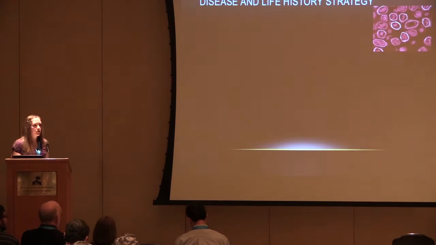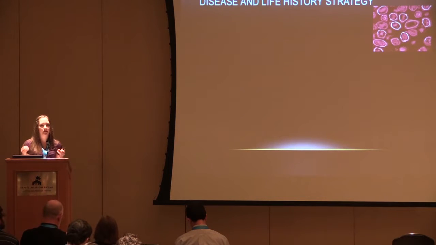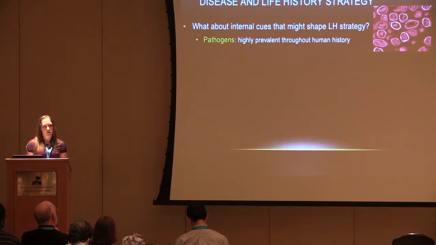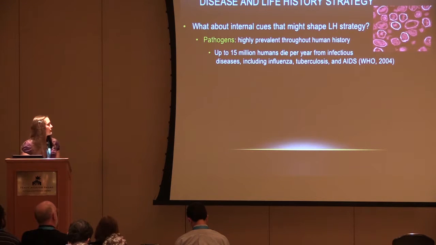So to date, much of the experimental research on life history theory has looked at external factors that affect people's vulnerability to these extrinsic environmental threats, but a lot less is known about internal body cues that might affect how people react to extrinsic environmental threats. And one such extrinsic threat that might be impacted by an individual's body state is the threat of pathogens.